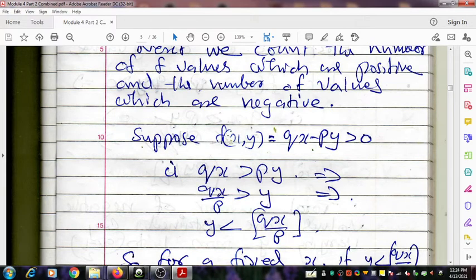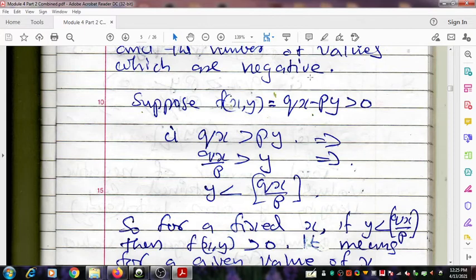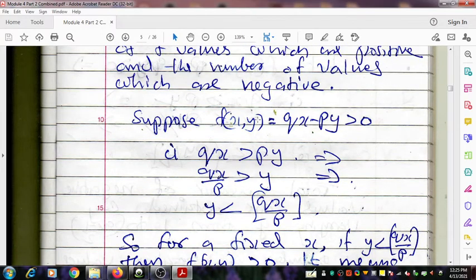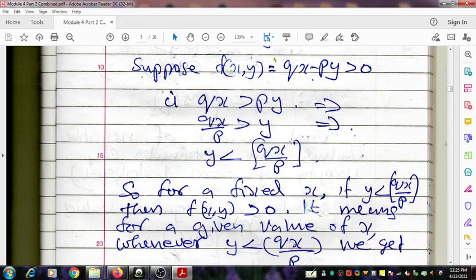For that we take a function value f(x, y) = qx - py, and we assume that this is positive, greater than 0. Then qx is greater than py, and dividing both sides by p, we get qx/p is greater than y. So by rearrangement, y is less than qx divided by p.